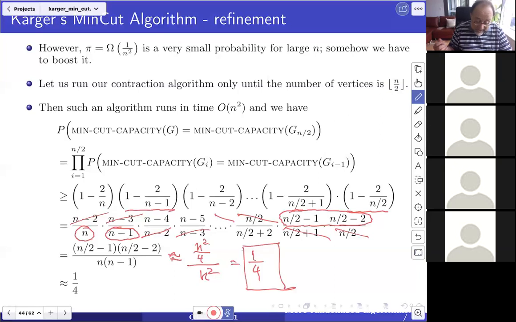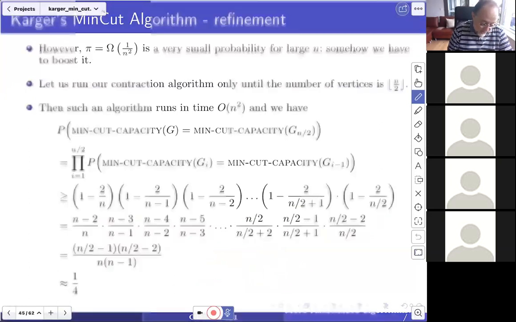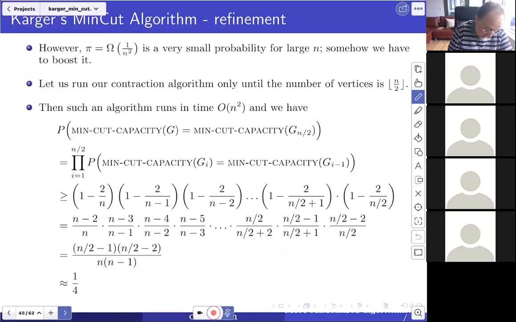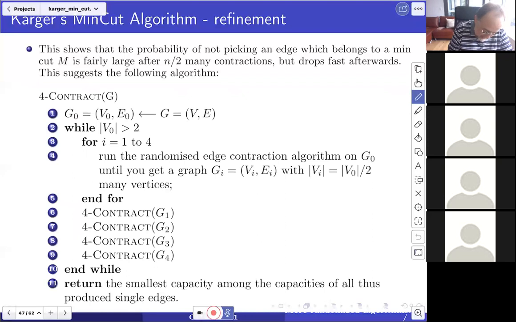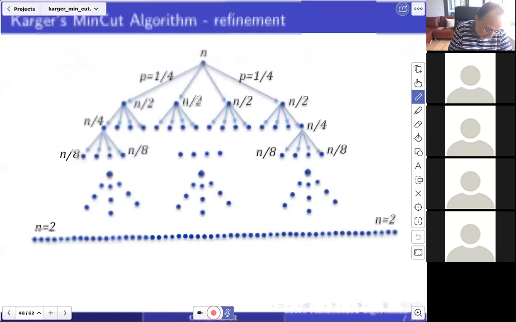But you are not home yet because you need that single edge. But the idea is now you compensate for the loss of probability, namely that probability got to be only 1/4, by repeating the whole experiment 4 times. So this is what you do. This is the algorithm. Before we read the algorithm, let me show you the picture.